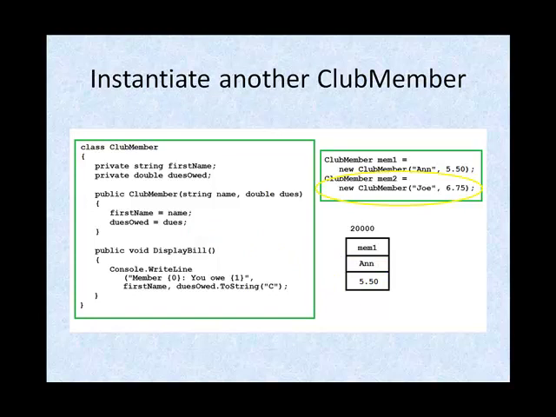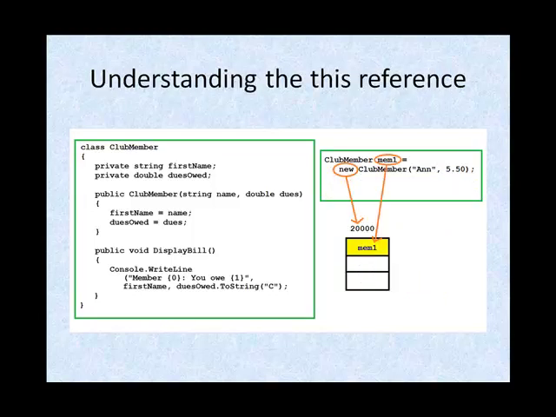Similarly, if you create a different club member, it's stored at a different memory address and its data goes to the appropriate fields at that memory address. Let's take a closer look at how the this reference works in all of this.